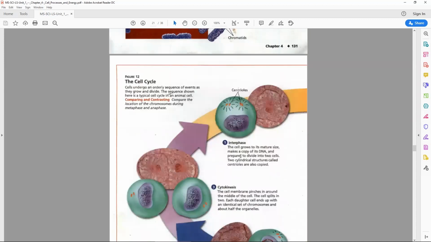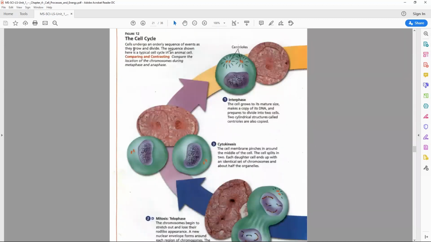Right, so here we have figure 12 that we were going to discuss. So this is the order of the cell cycle. Cells undergo an orderly sequence of events as they grow and divide. The sequence shown here is typical of a cell cycle in an animal cell. So in stage 1, interphase, the cell grows to its mature size, makes a copy of its DNA, and prepares to divide into two cells. Two cylindrical structures called centrioles are also copied.